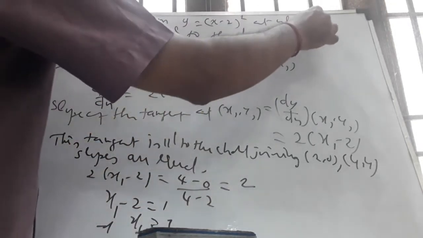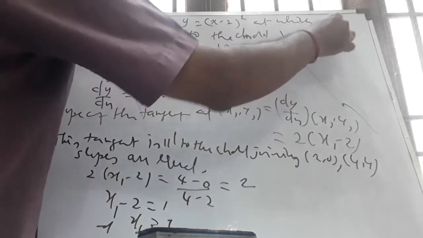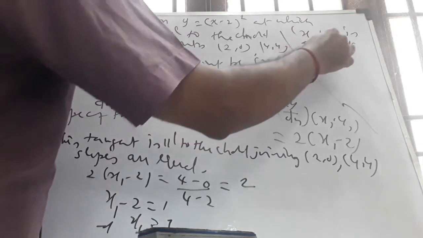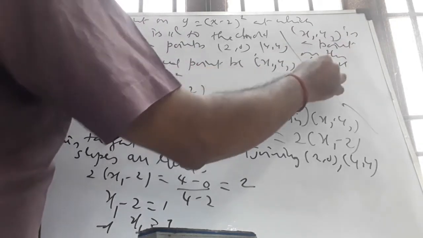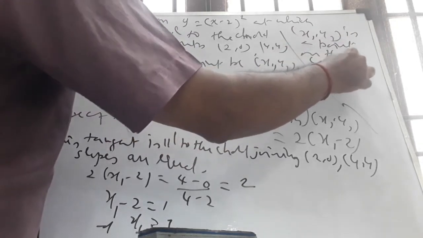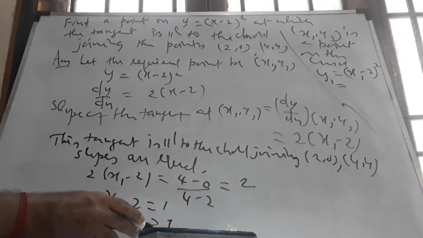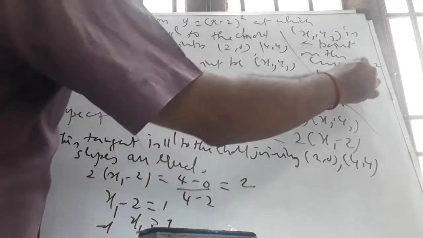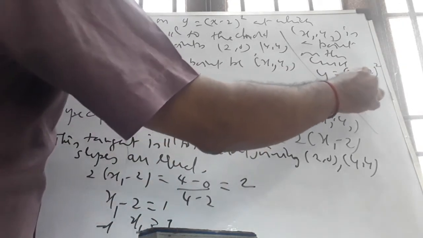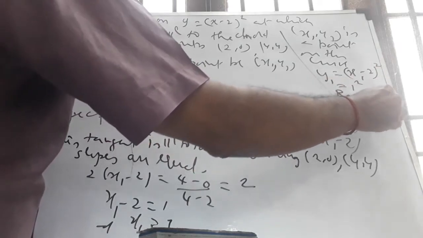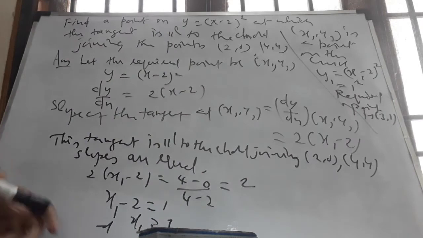Now x1 comma y1 is a point on the curve. Therefore, y1 is equal to x1 minus 2 the whole square. Substitute the corresponding value. What do I get? 3 minus 2, that is 1 square. Therefore, the required point is 3 comma 1.